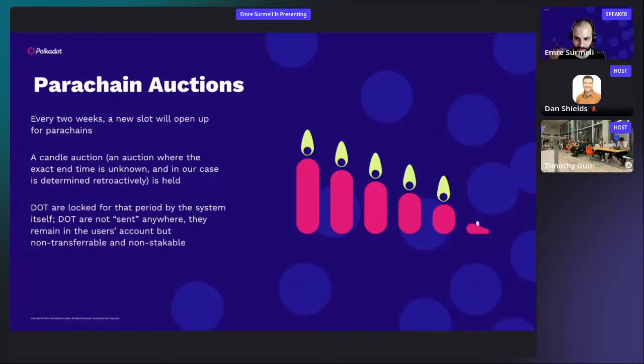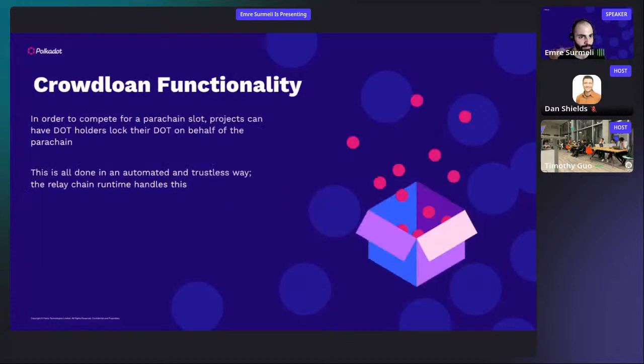that enables a more fair way of auctioning these slots off. It's not like an eBay type of auction where you can wait till the last minute and try to do what's called auction sniping by trying to beat the highest bidder. The candle auction retrospectively uses a randomness function to choose a time in the past. So the winner is randomly chosen, and that incentivizes parachains to put in their bid as soon as possible. Kind of a cool functionality.